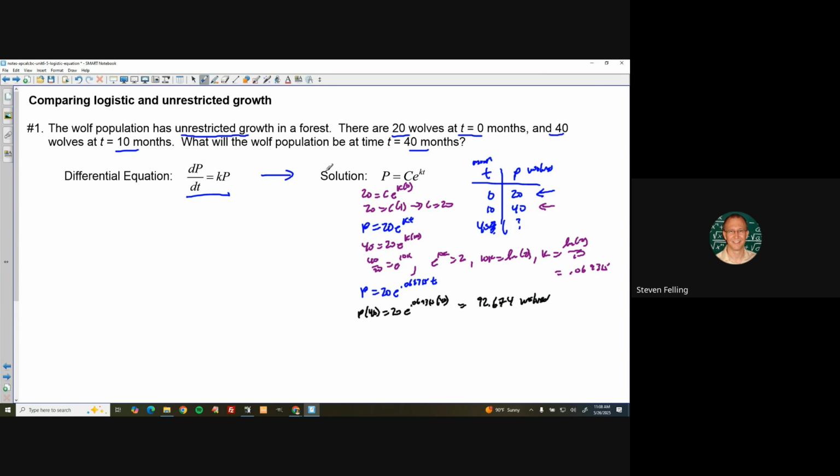And again, I would put the units on here, but I would not round this to the nearest wolf unless the problem said to the nearest wolf, or the number of wolves, then I would round it to 93. But without that statement, leave it unrounded. All right, so that is the regular old unrestricted growth from the last video lesson. At 40 months, assuming there's no restriction, the wolf population could get up to around 93 wolves.